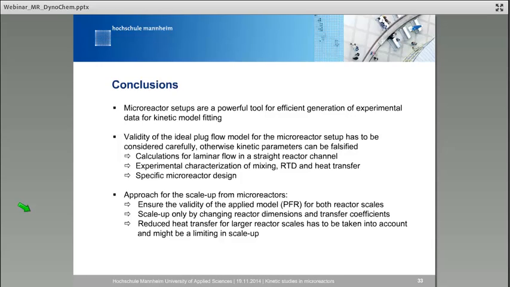For the scale-up from microreactors to larger flow reactors, we would like to point out that if validity of the applied plug flow model is confirmed for both microreactor and production reactor, the Carbot model of heat and mass transfer can be used to predict scale-up effects. And this is, of course, very helpful, especially for predicting the temperature profile in a production reactor, since reduced heat transfer might be a limiting aspect in scale-up. And in our opinion, a great advantage with this approach is that geometric similarity is not necessary for the scale-up, provided that ideal plug flow behavior and good mixing performance is given for all considered reactors.